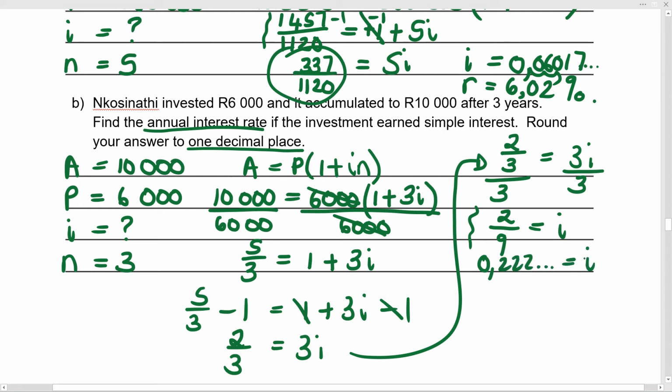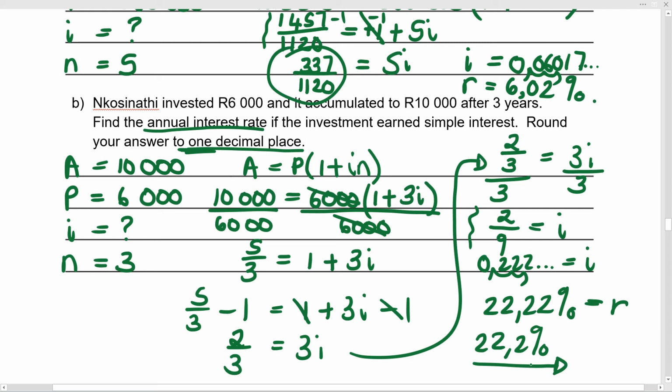But I need to change it into an interest rate, and a rate is a percentage. Okay, so I know that if I make that into a percentage, I'm going to multiply by 100, and it's going to be 22,22%, isn't it? But that's not what they asked for. They asked for 1 decimal place. Let me just put there equals R. So actually it's 22,2% is my final answer, correctly rounded off to 1 decimal place.